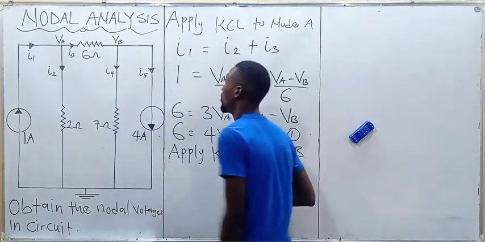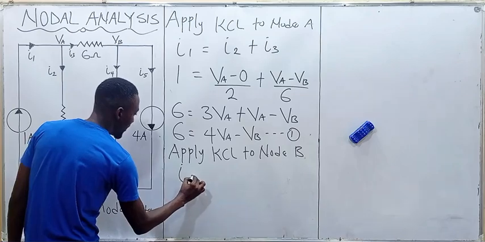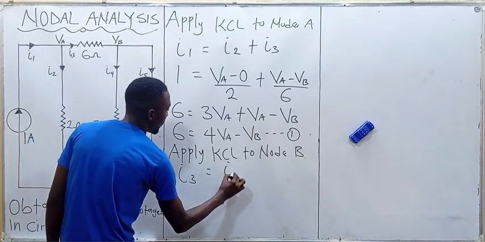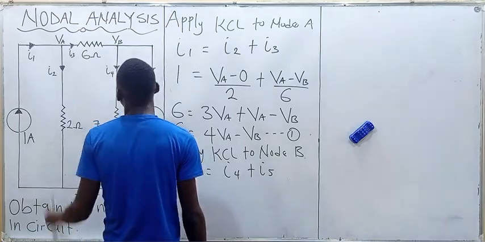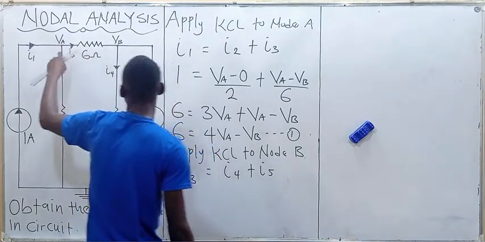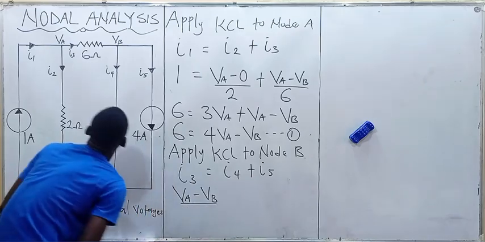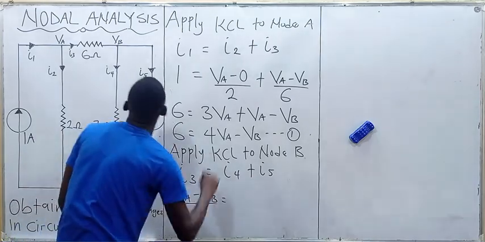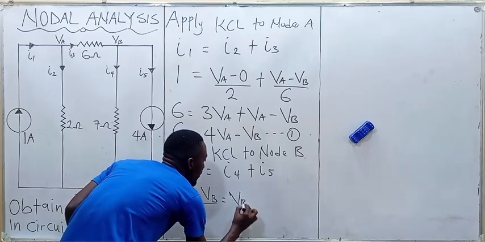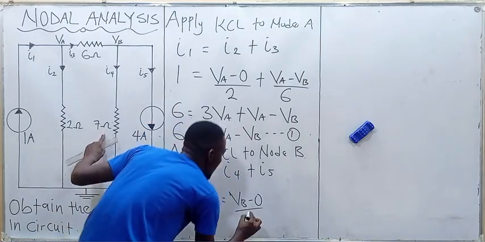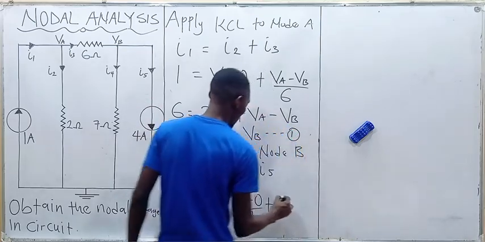Node B is here. The current coming in is I3, so we are going to say I3 is equal to I4 plus I5. What is our I3? Our I3 is the current between this node, that is VA minus VB all over 6, which is equal to I4. I4 is going to be VB minus O, all over the resistor, which is 7, plus I5. I5 is the current flowing in this part, which is 4.